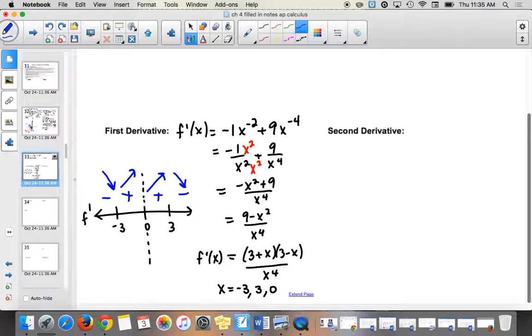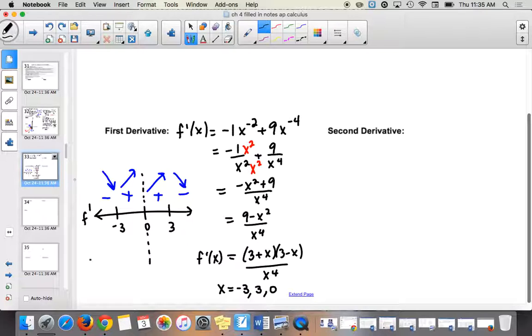So what's happening at -3 and 3? -3 is a minimum. 3 is a maximum, right? That's called the first derivative test. If something goes down and then up, it's a minimum. If it goes up and then down, it's a maximum. All right, as long as you don't have an asymptote or something there. All right, so we can find those values.